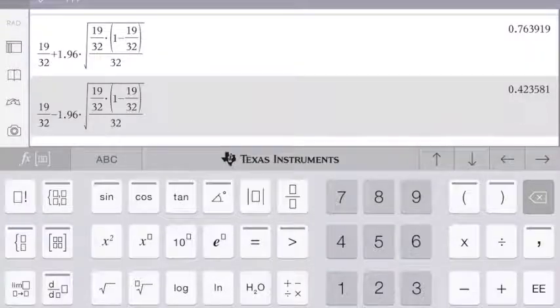So there's our two bounds, 0.42 and 0.76. Now I could have made those decimals if I wanted to make it a little easier to calculate, but I didn't feel like it.